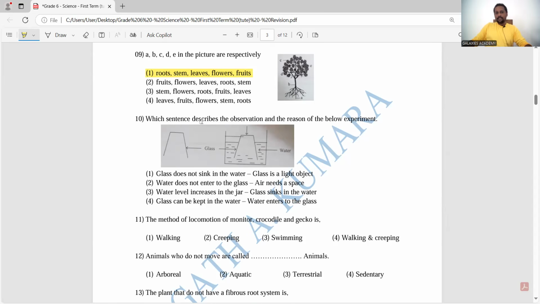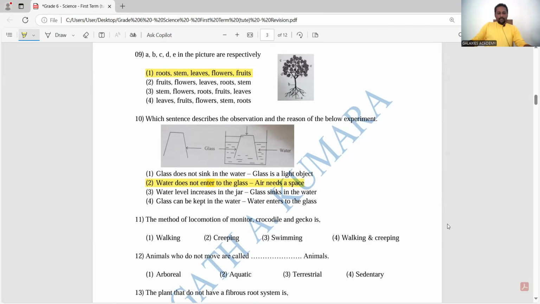Which sentence describes the observation and the reason of the below experiment? The first answer given, glass does not sink in the water. Sink means what? Sink means ගිලෙනවා. It is not the correct answer. Water does not enter the glass. What's the reason for it? Because air needs the space. It is the correct answer for the second question. Right?